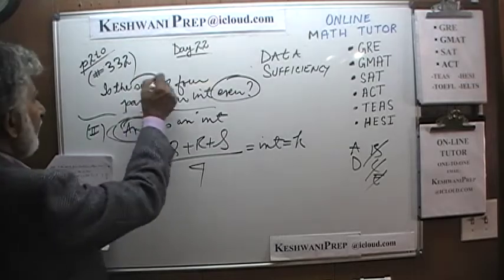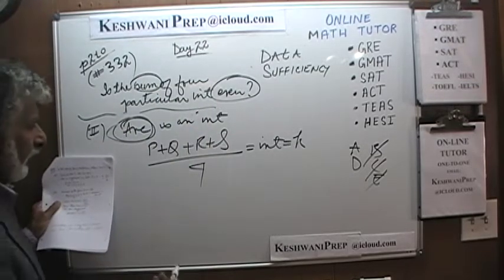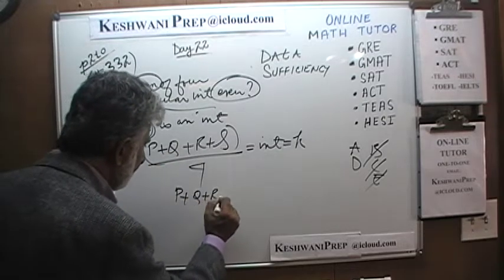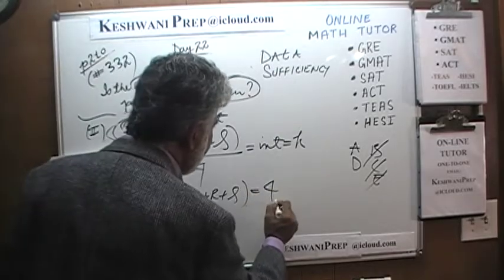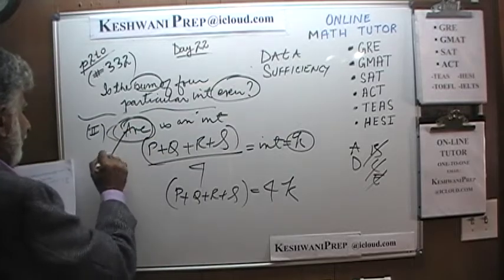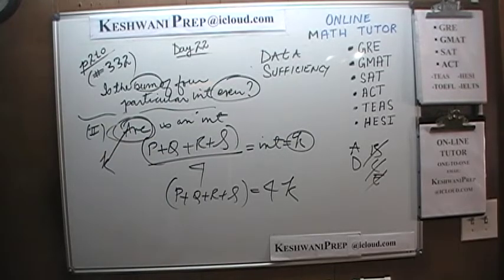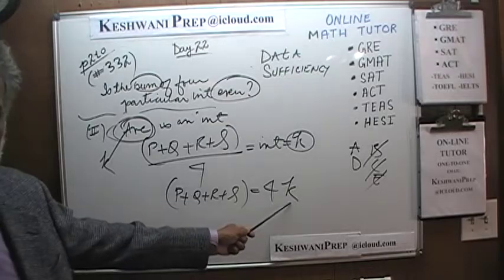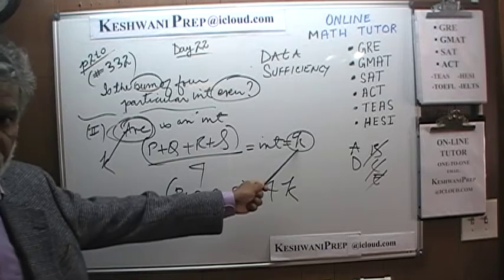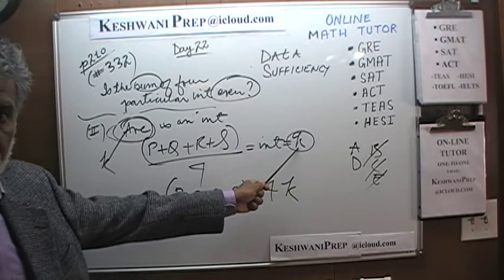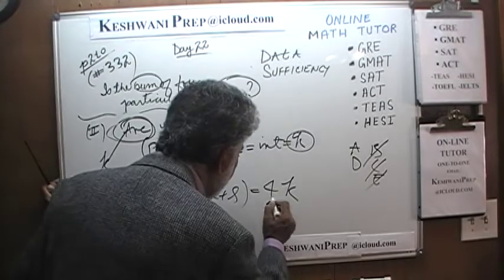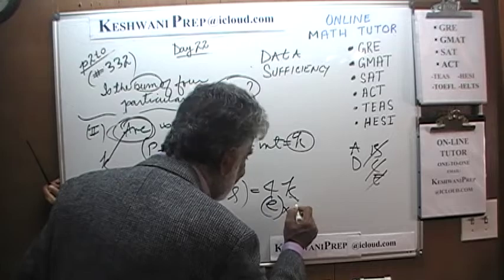The question was, is their sum even? Well, their sum, P plus Q plus R plus S, must equal 4 times K, because we're calling their average K. Therefore, it does not matter what K is, whether K is an odd number or even number. We know the average is an integer. The average could be 13 or it could be 30. It makes no difference to us whether K is odd or even, because 4 is even, and therefore whether this is odd or even makes no difference.